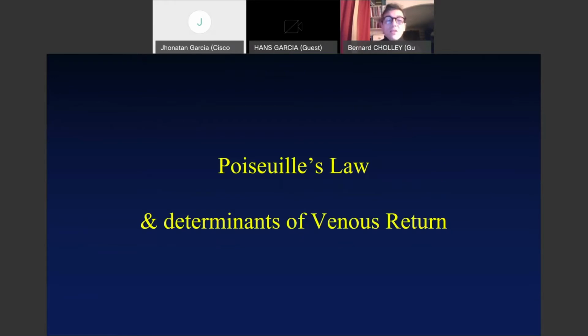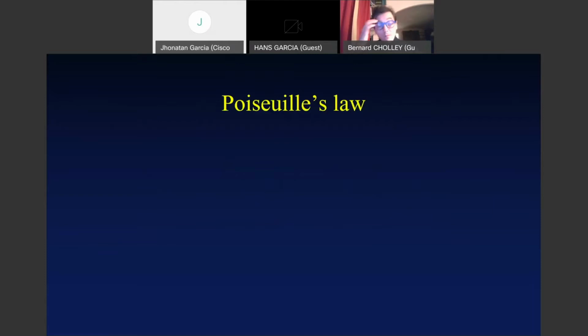So if we are interested in understanding hemodynamics from the venous return point of view, it's relevant for us to look at the determinants of venous return. And for that, we will look at Poiseuille's law. Poiseuille was a French physiologist that lived in the 19th century. And in fact, he lived just after Ohm, the German physicist who described the relation between the intensity of a direct current in a circuit that is proportional to the voltage at the edges of the circuit and inversely proportional to the resistance of the circuit.